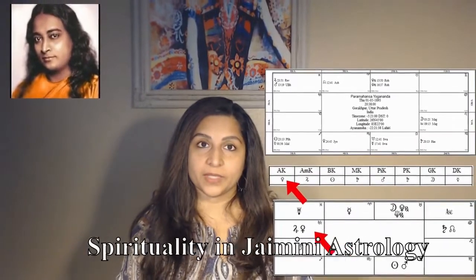Then in the end, in the last lesson, I will be talking about spirituality in the Jaimini system of astrology. How do you see spiritual tendencies in a chart using Jaimini concepts? So this entire curriculum will be in 7 lessons. Each lesson will have a lesson video that you'll have access to, and it'll have a test. So I hope you join us in this course.